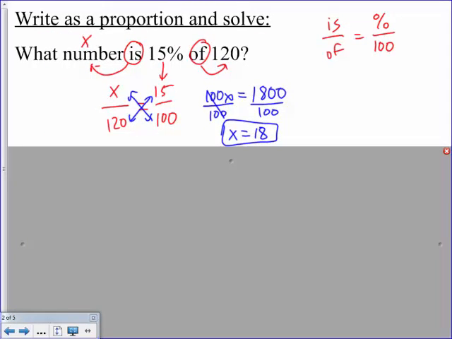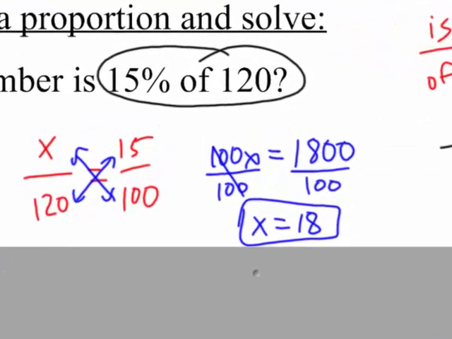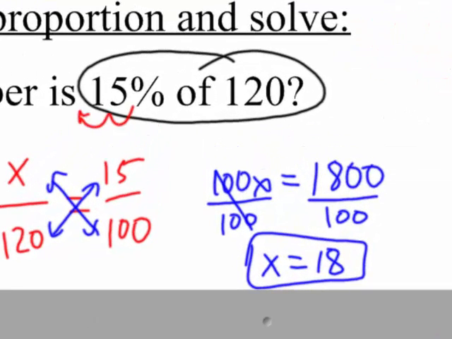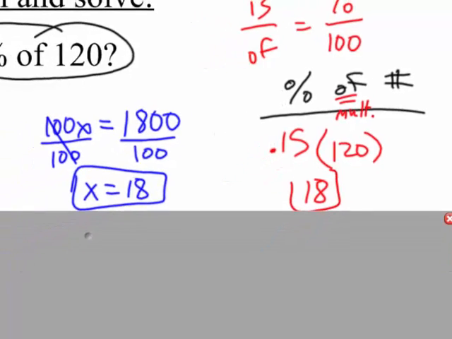Okay, and there is one quick method. Anytime you want to find a percent of a number, the quickest way to do that is to change your percent to a decimal, which we just talked about. Move it 2 to the left. So 15% is really 0.15. And of tells you to multiply. So 0.15 times 120. If you ever want the percent of a number, all you have to do is change the percent to a decimal and multiply. And I should get the same answer.